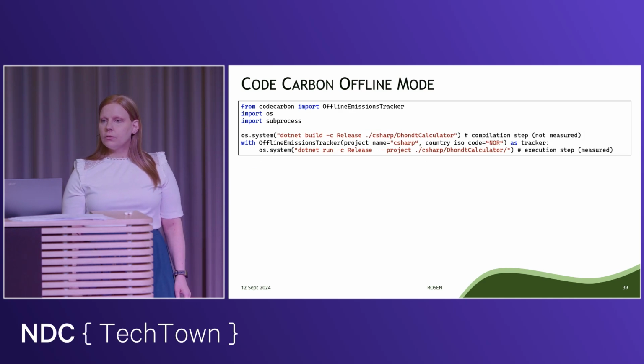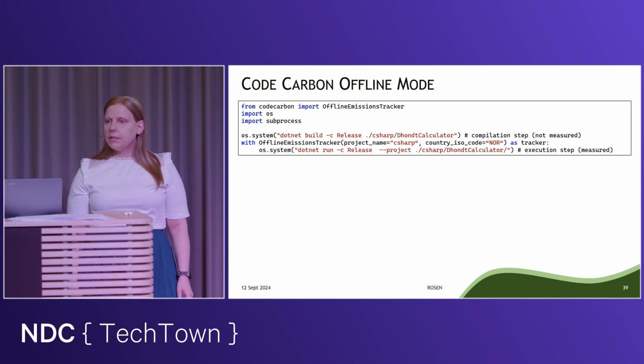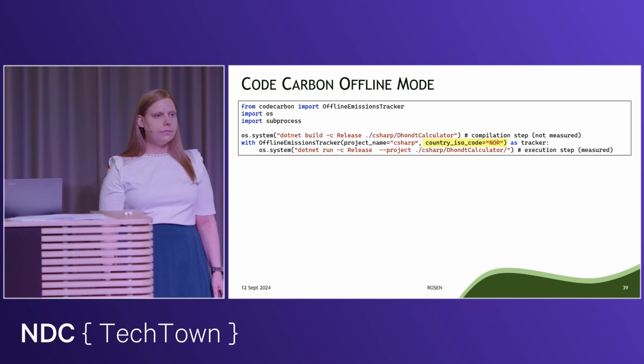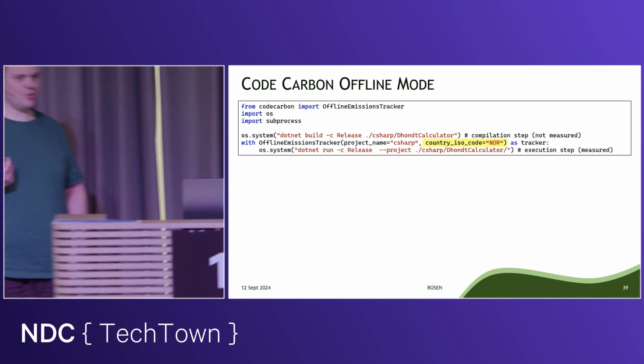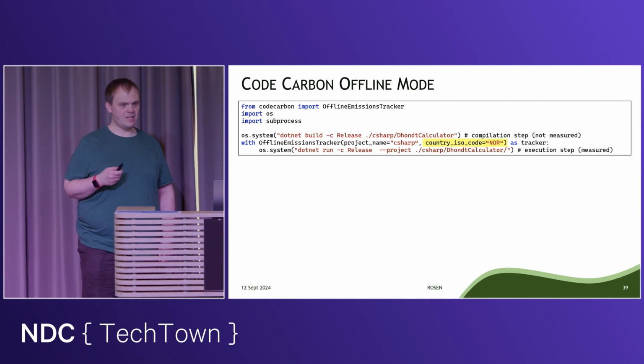There's also an alternative to the emissions tracker called offline emissions tracker. It will not automatically determine your geolocation, which means you have to provide it via the country's ISO code. This can be useful if you want to see how your carbon emissions would change by moving your application to another country. For the USA and Canada, also states and provinces can be supplied for more fine-grained results.